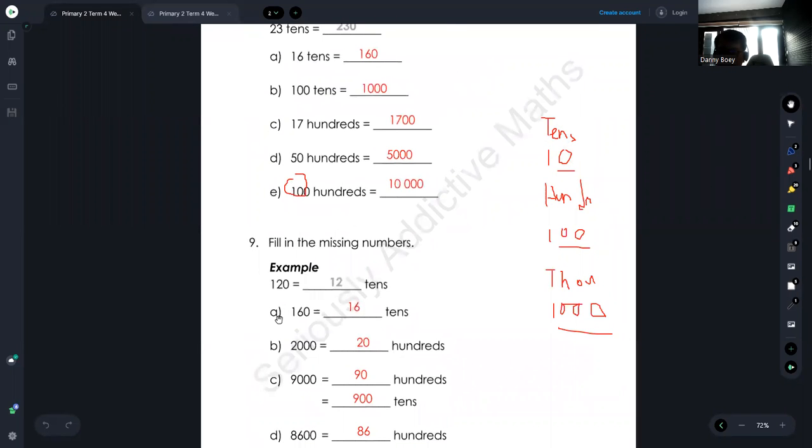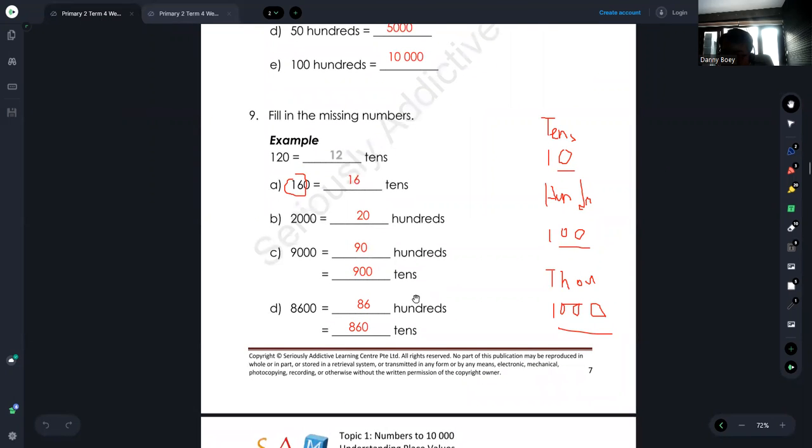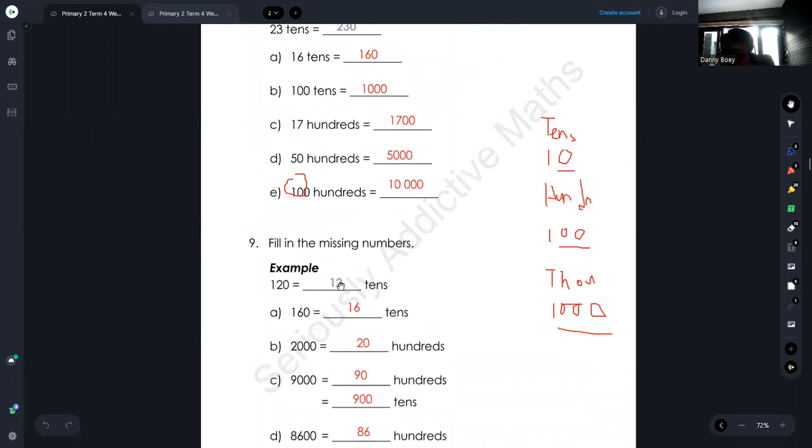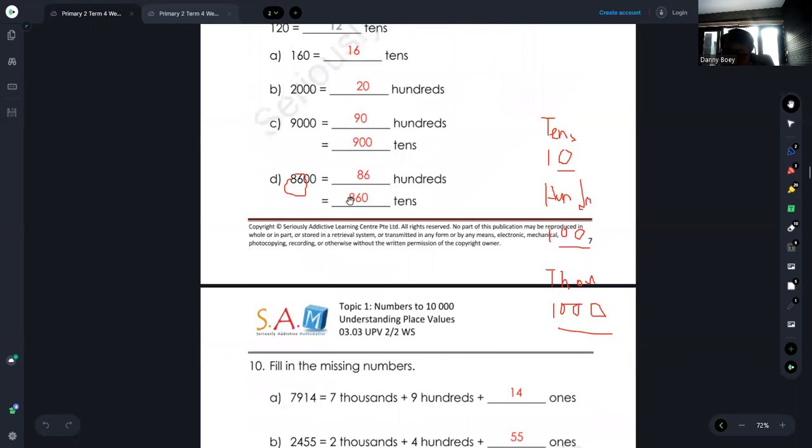Similarly, on this side here, ask them to look at the zeros. So here they need tens. Tens, let's block 1 zero, because 10 has 1 zero. So the answer here is 16. Hundreds, block the 2 zeros here. You can use your finger to block it. So it's 20 hundreds. What about here? You've got hundreds and tens. Hundreds, block 2 zeros, so 90 hundreds. Tens, block 1 zero, so 900 tens. Please run through this with them. Teach them this method. After that, you can get them to do a few questions here on their own.